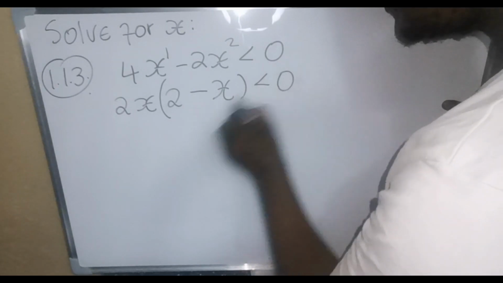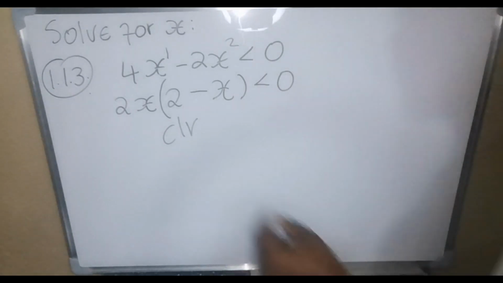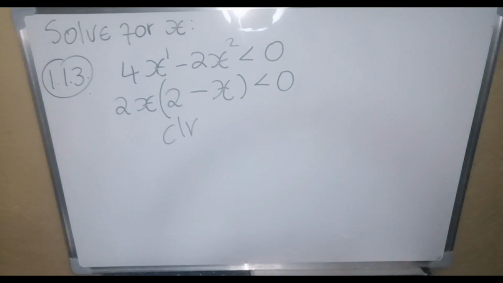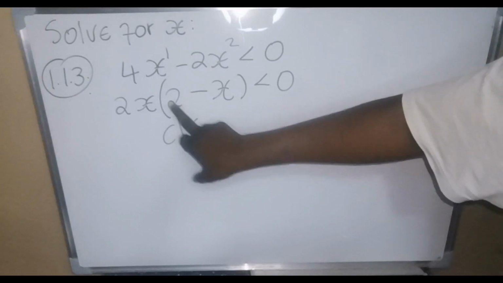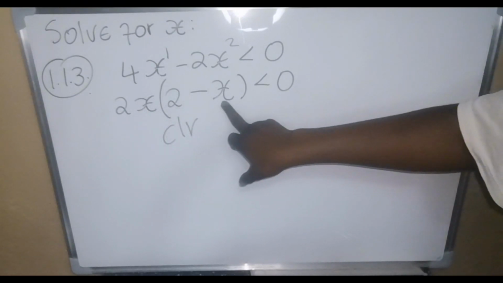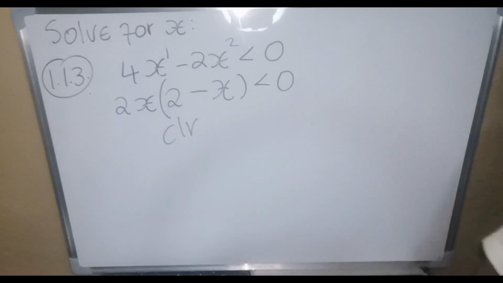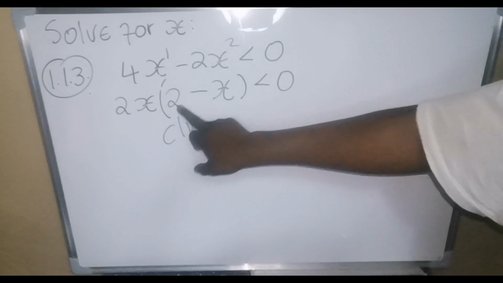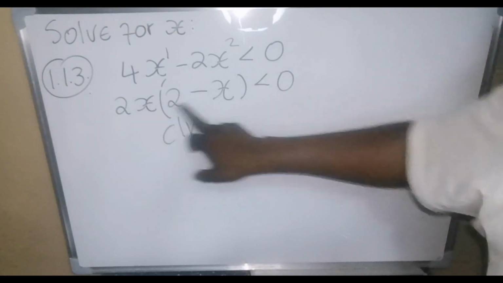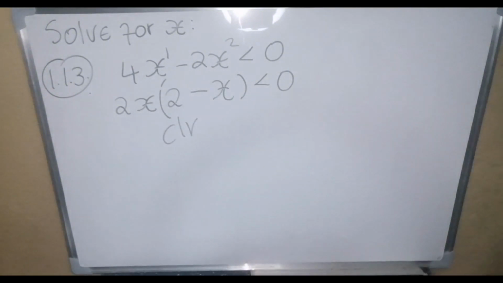Like guys, are we clear? Because when you multiply them, they must come back here. 2x times 2 is 4x. 2x times negative x is negative 2x squared. I hope we are clear on that. You just divide the first term by your highest common factor, and it gives you the term here. Divide the second term by your highest common factor, and it gives you the term for this part here.